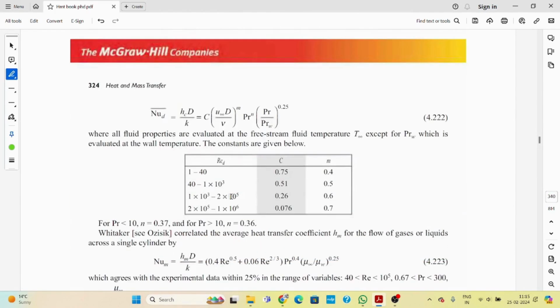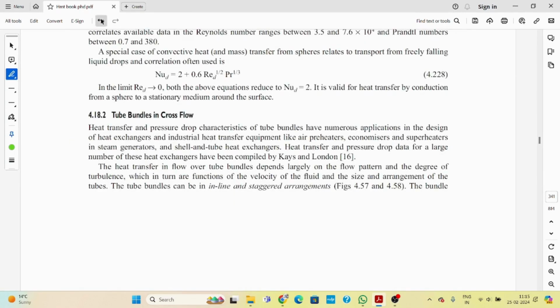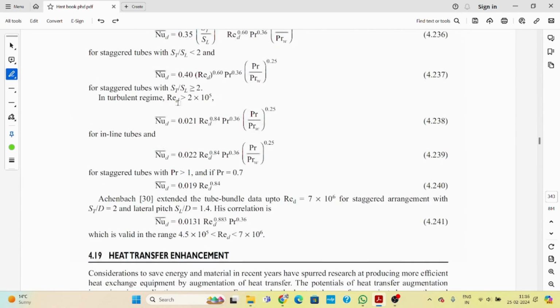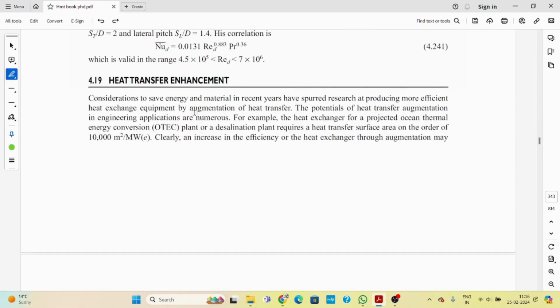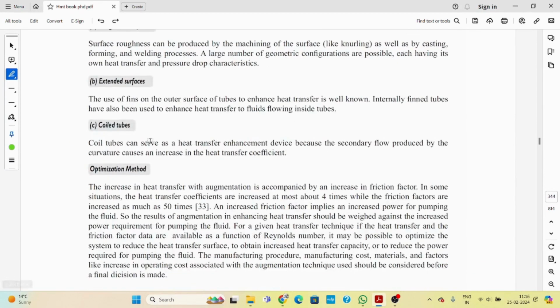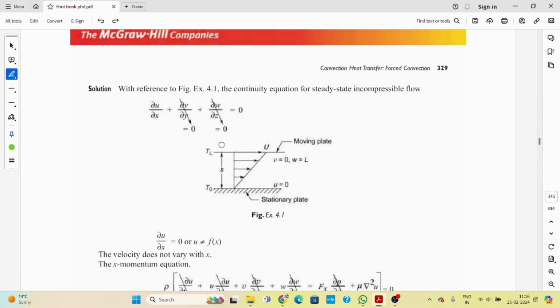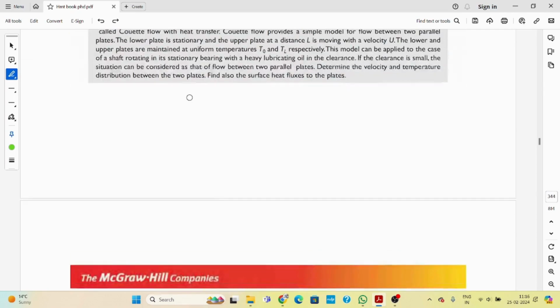Let me see some other things. If any important thing has been given, we can discuss. Otherwise, further we will go. Here you can see the variation of Nusselt number for different cases. You need to remember the important cases, not all of them. There is enhancement, roughness, and so on. You can read all the details of what happened from that. And here you can see the different types of numericals, and we will solve here. You can see the continuity equation, and based on the continuity equation, this has been solved. And momentum equation. Yeah. So that's three equations.